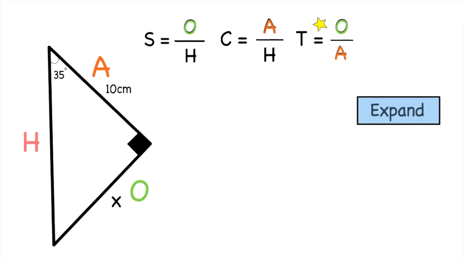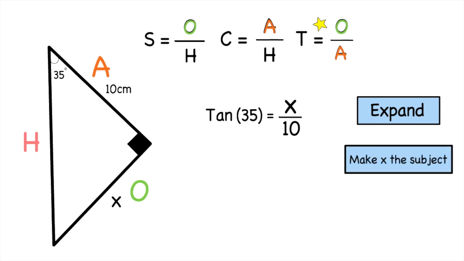Your first step is to expand the equation. T stands for tan, so I'm going to write tan, and then the degrees always goes after this first letter, whether it's known or unknown, it doesn't matter. This is where you put your degrees. Then I'm going to replace O. We don't know what this is yet, so I'm going to write down x. And then I'm going to replace A. We know that this is 10.